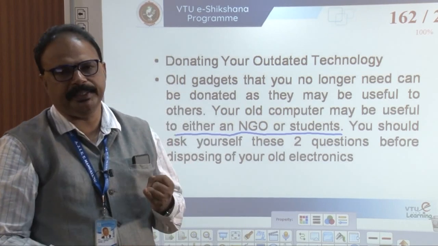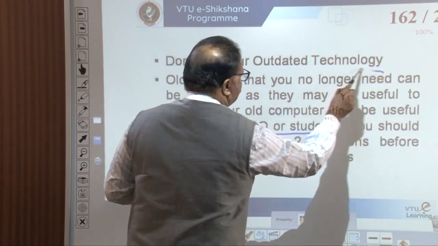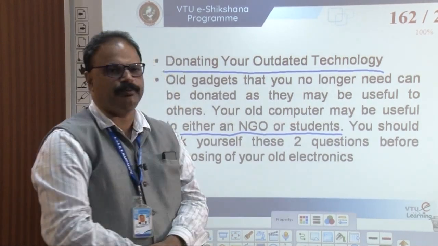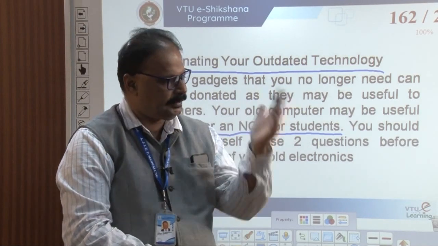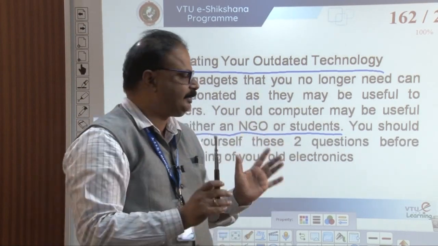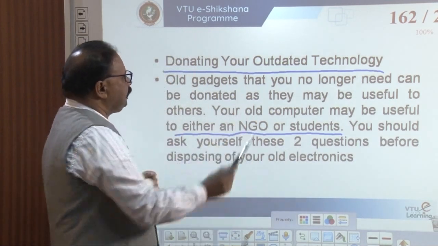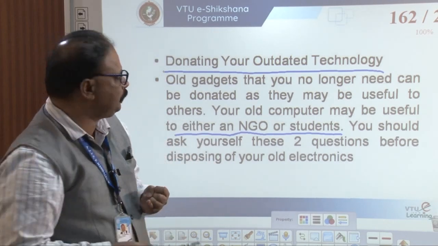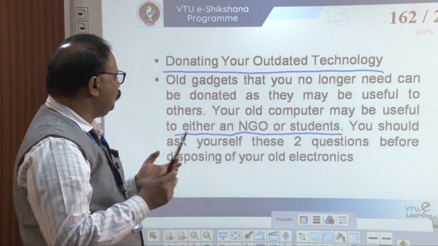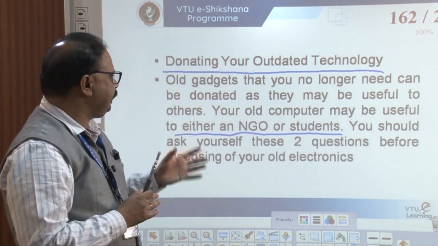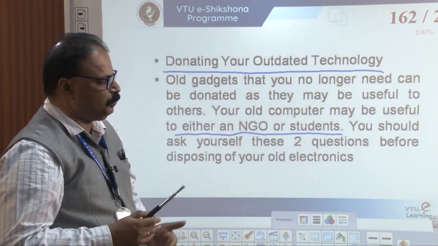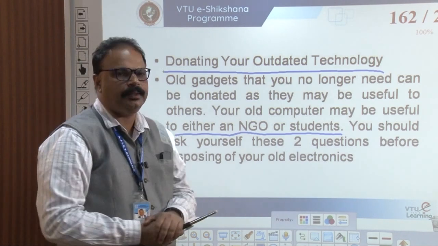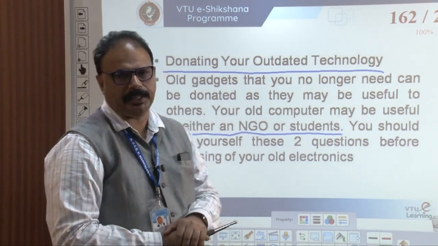This is donating your outdated technology. This is very, very important. This is also a process of disposal. First one, we can run a recycling program. Donating your outdated technology to an NGO or students, your old computer, old laptop, mobiles or anything needed by schools or NGOs for poor students, you can donate that also.